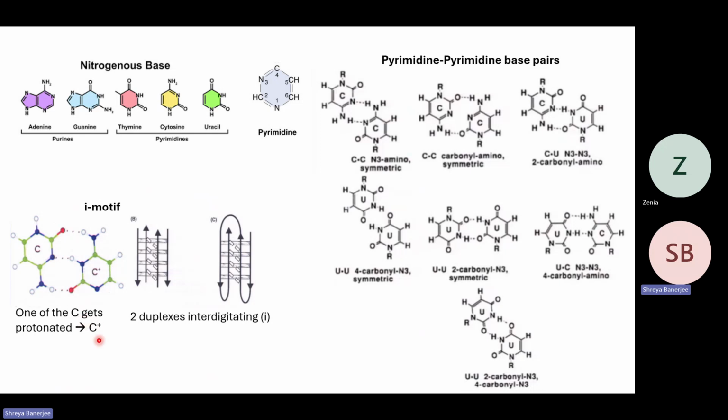So that will become C plus, and normal CC, if you look at these two, they are forming two hydrogen bonds. But when one of the C is protonated, so imagine this nitrogen is protonated, then a third hydrogen bond can form here. So that is where C and C plus form three hydrogen bonds between each other. That is often called the I motif.